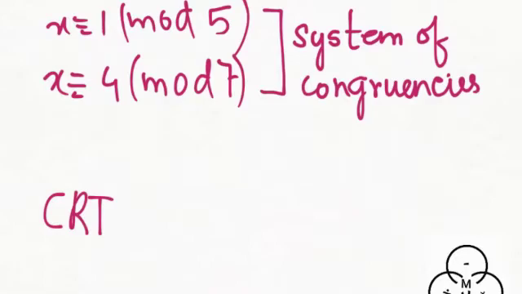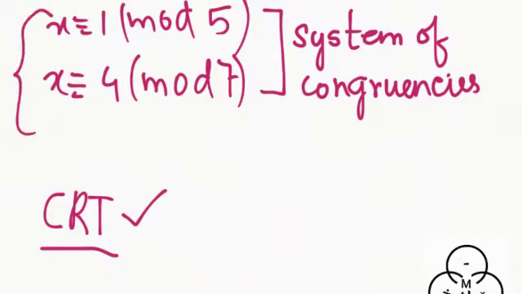Today we are going to discuss the Chinese remainder theorem. Okay, so let's begin without wasting much time. First of all, why use the Chinese remainder theorem and how to use it? So, two questions, right? The Chinese remainder theorem is used to solve a system of congruencies. Like in this case, this is an example of a system of congruencies.